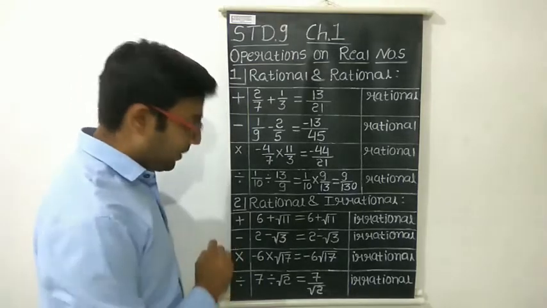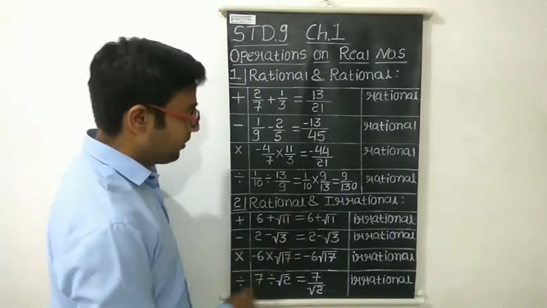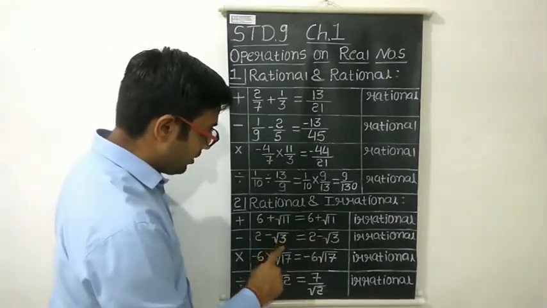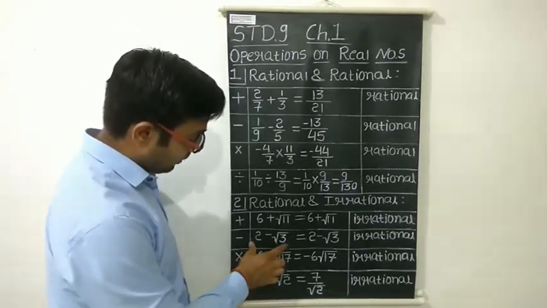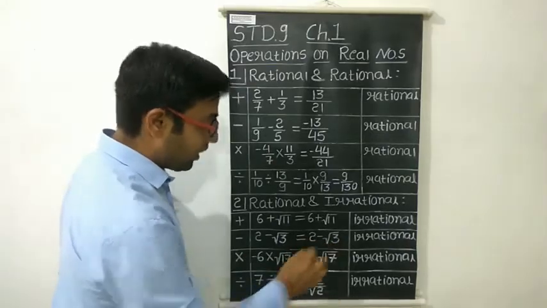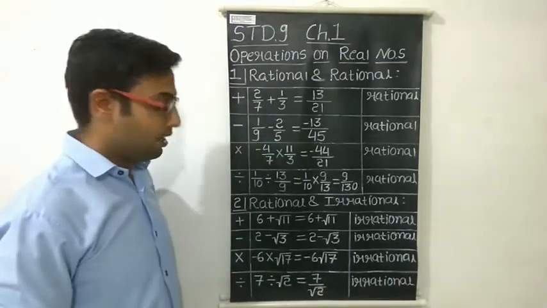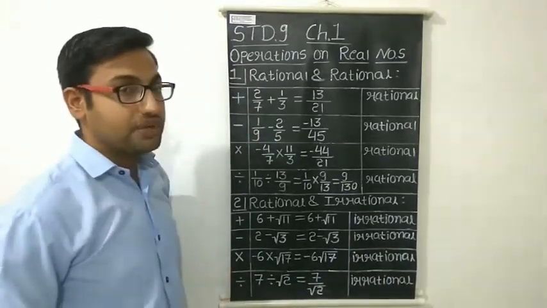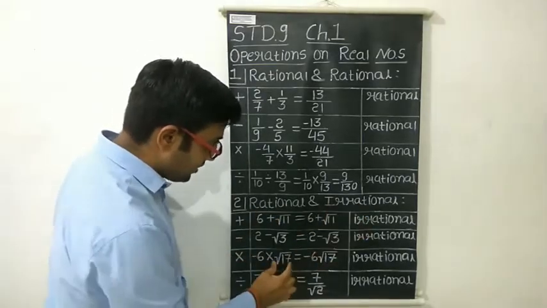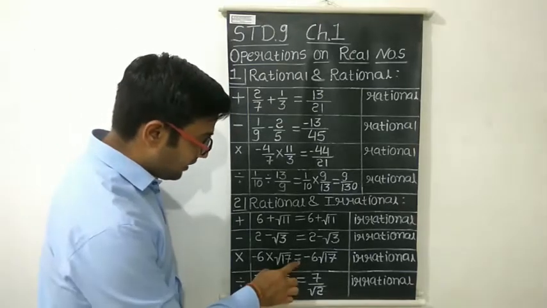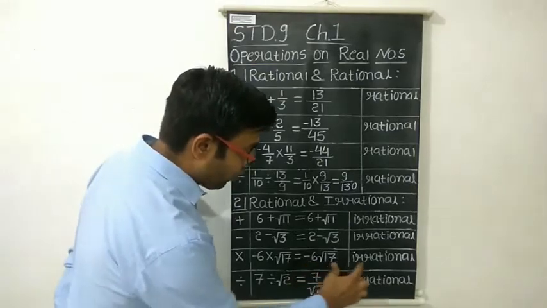Now subtraction. What will happen if we take the rational number, that is 2, and irrational number, that is under root 3, and subtract? Again there is nothing we can simplify here, so the result we will get is 2 minus root 3. Again this number is an irrational number. Third operation is of multiplication. So the first rational number is minus 6 and irrational number is under root 17. And the result we will get is minus 6 under root 17. What kind of number is this? It is also an irrational number.